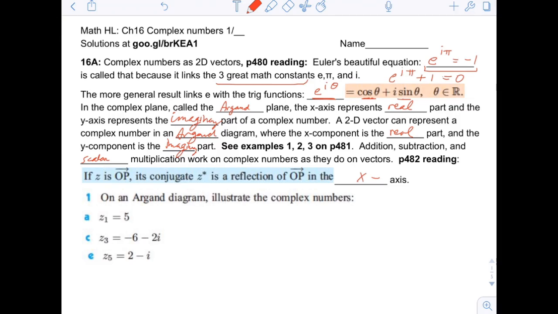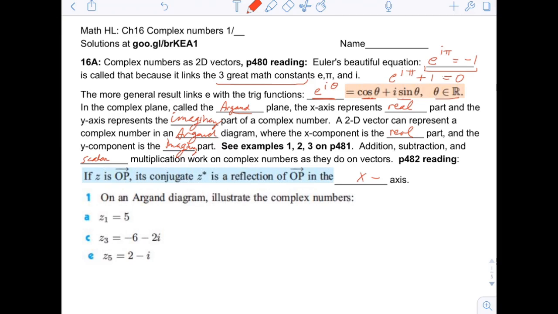And if you think back to our investigation, you will be reminded of how that can be demonstrated. And theta, in this case, is a real number, so it becomes imaginary because we multiply it times i. In the complex plane, also called the Argand plane, the x-axis represents the real part and the y-axis represents the imaginary part of a complex number.